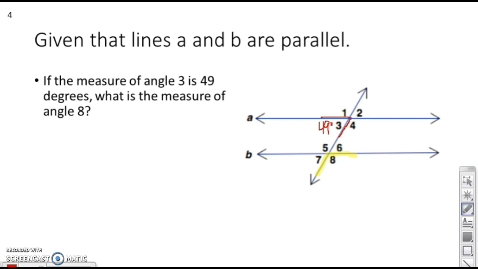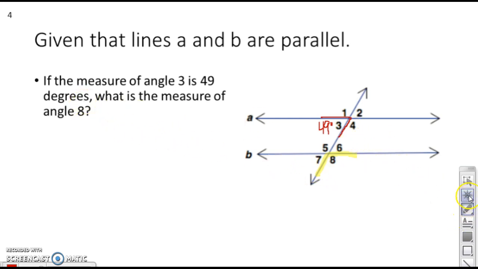So we know corresponding are congruent, alternate interior, alternate exterior, vertical. We know some angle relationships that are congruent. But when you see these problems, you really need to think about whether they're the same or they're not the same. These are not the same, so we're not going to set them equal. What we're going to do is they have to be supplementary.